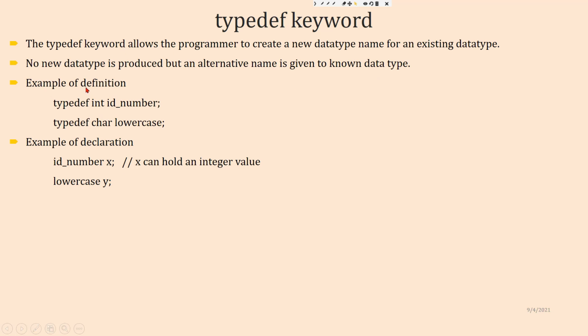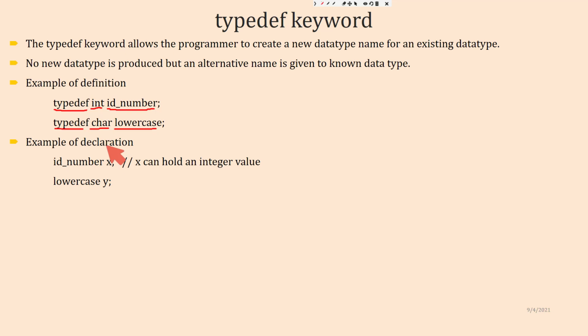So example of the definition. Typedef is written with the help of a keyword. So typedef is a keyword. Int is an already existing data type. Then I am giving a new name to int. The new name to int is id_number. Similarly here, typedef is a keyword. Char is the already existing data type. I am renaming it to lowercase.